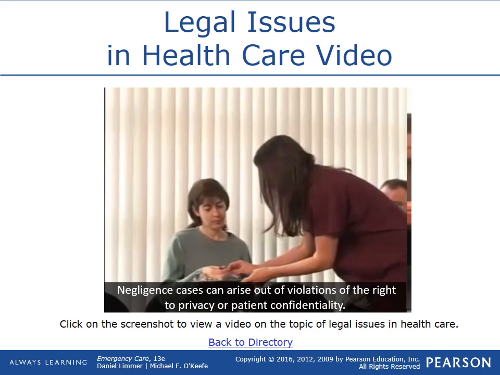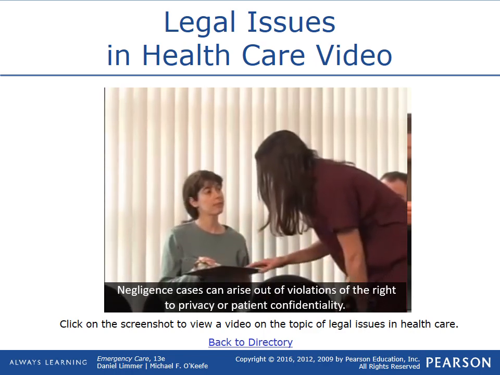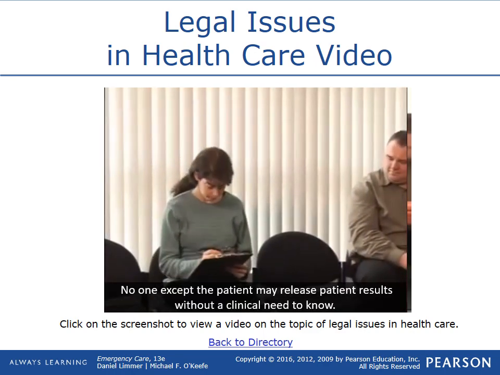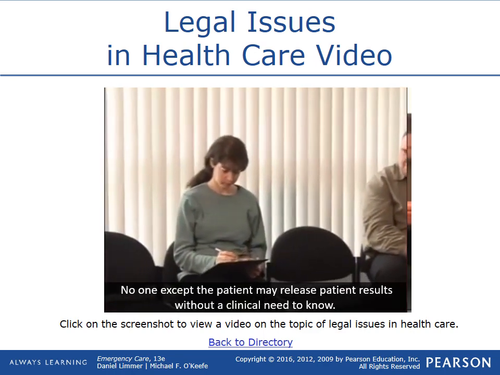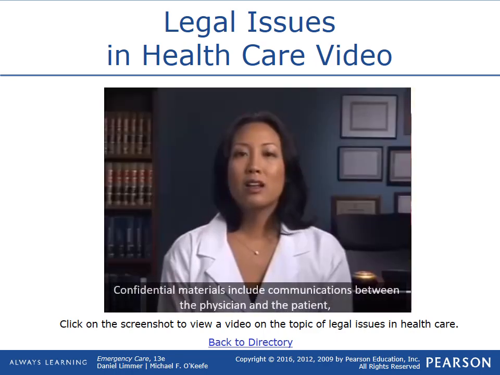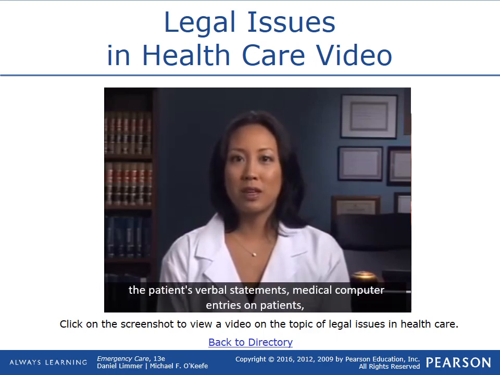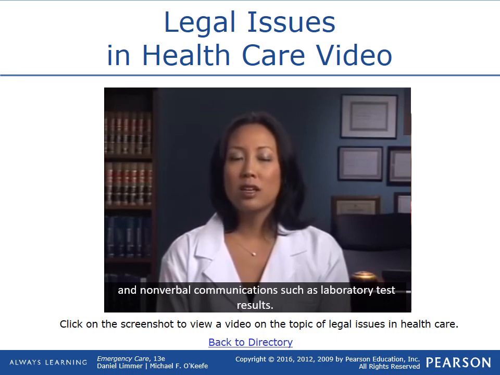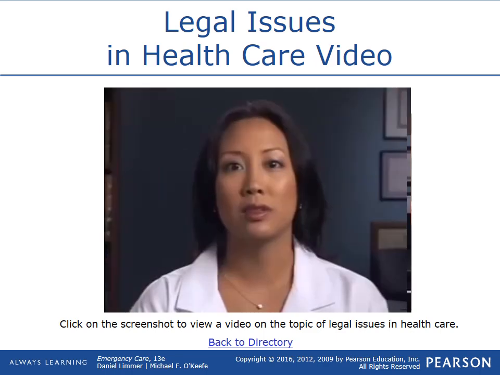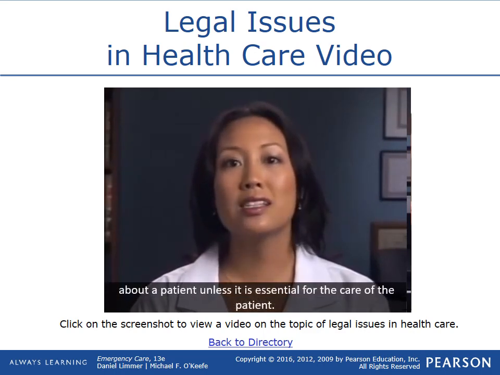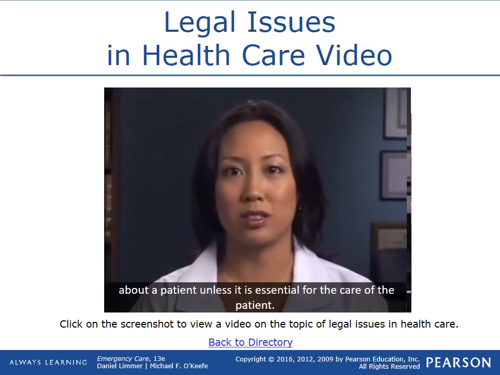Negligence cases can arise out of violations of the right to privacy or patient confidentiality. No one except the patient may release patient results without a clinical need to know. Confidential materials include communications between the physician and the patient's verbal statements, medical computer entries on patients, and nonverbal communications such as laboratory test results. The safest rule of thumb is never talk about a patient unless it is essential for the care of the patient.